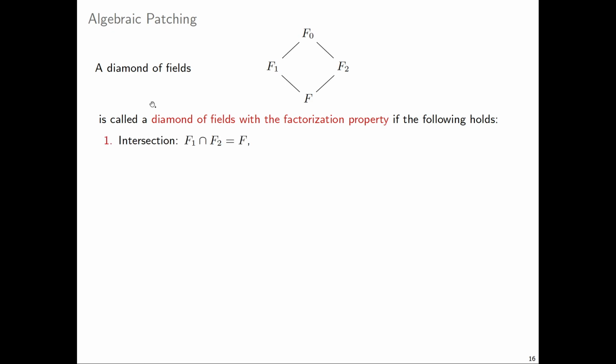So the first is that the intersection of F1 and F2 inside F0 is F. And the second condition is that we have a matrix factorization property. So whenever you have an invertible matrix with entries in F0, you can write that as a product of 2 matrices, one with entries in F1 and one with entries in F2.